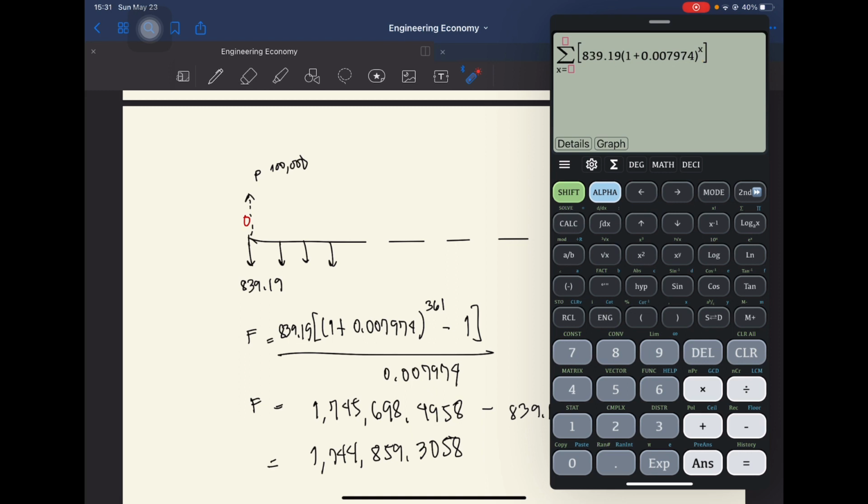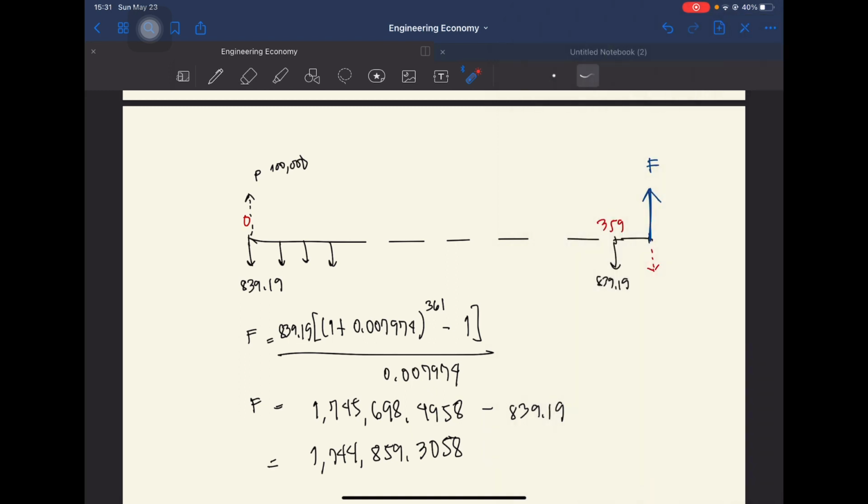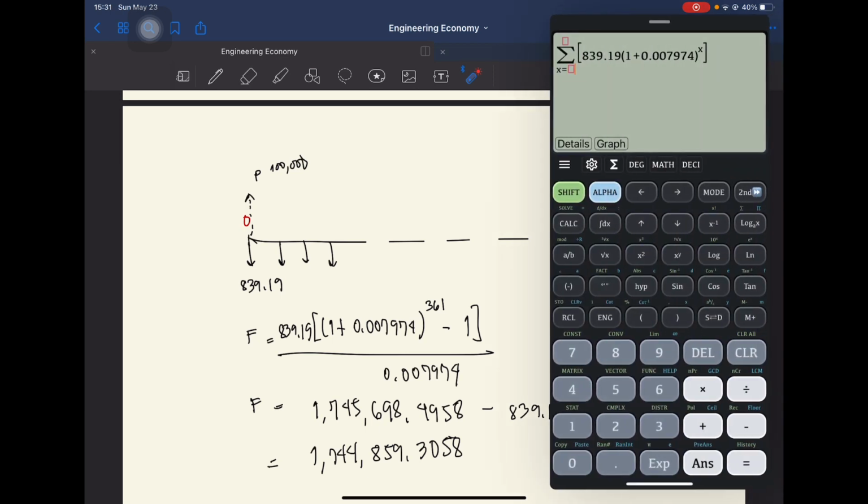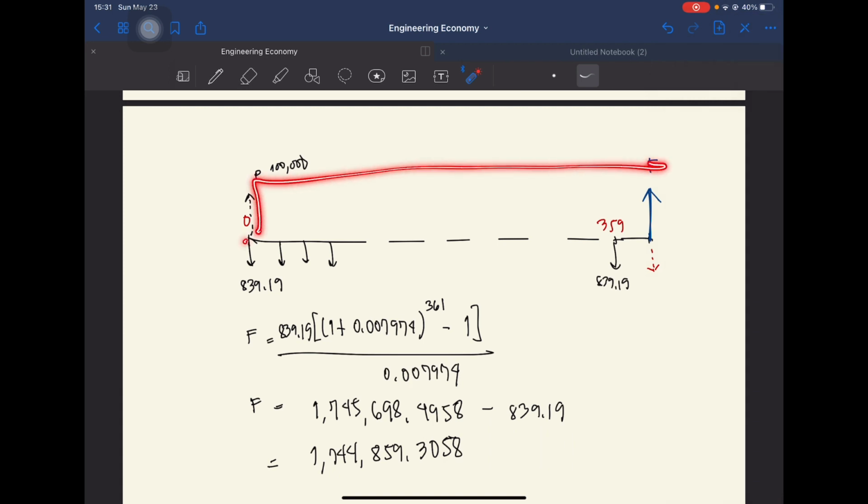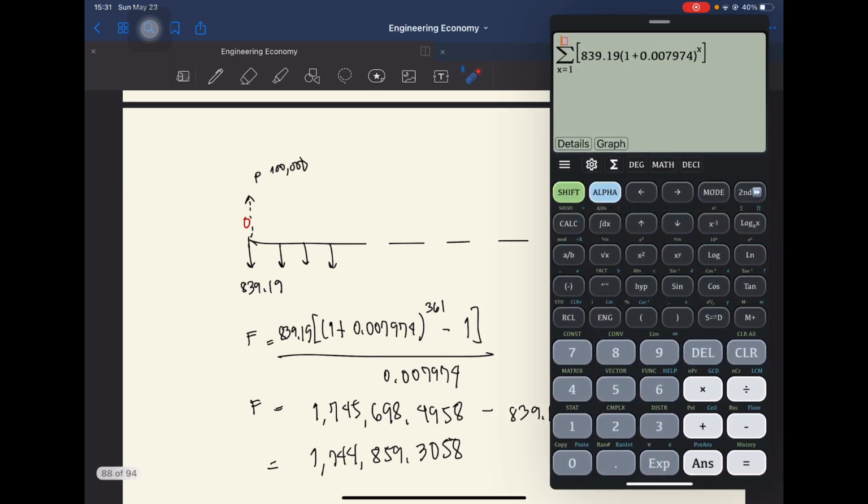Magsisimula tayo sa, ano yung simula natin? Ito yung simula. Okay, the first will be brought from year 359 to year 360. So, that's a 1-year gap. So, magsisimula tayo sa 1. Tapos, yung pinakahuling payment na dadalhin mo dun sa F is, 360? 361, di ba? Tama ba? 360 minus 360 lang, tama. 360 lang. Yan. Okay, so let's try.